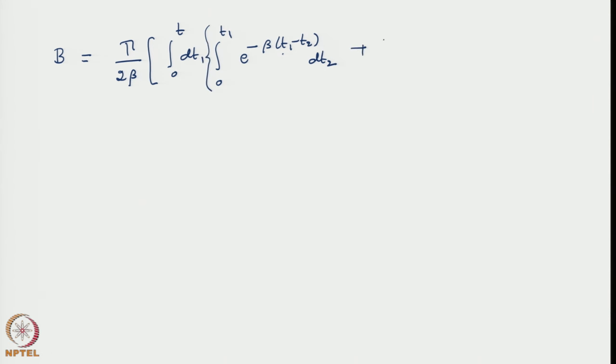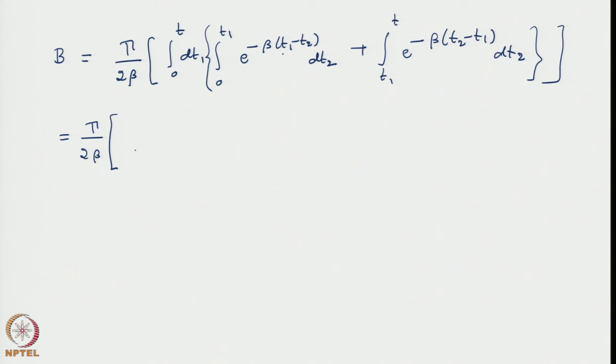And the second part of the integral, so here I will put another bracket. The second part of the integral will be t1 to t, because both are running up to t. Here it will be e to the power minus beta of t2 minus t1 dt2, curly bracket and the square bracket closed. So, the first integral, this will be 0 to t, e to the power minus beta t1, it will be actually e to the power beta t1 minus 1 by beta, it will be dt1 now.